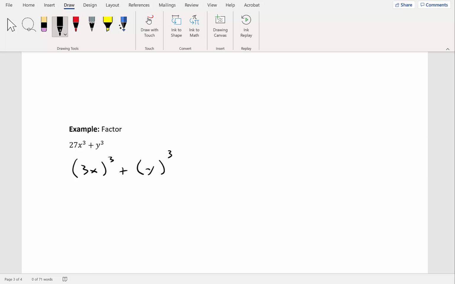And now I go ahead and use my formula. With my formula, my a is like my 3x, and my b is like my y. So I'd have 3x plus y times, now it's 3x times 3x, so it's 3x raised to the second power. That gives me 9x squared. And I have minus 3x times y, which gives me 3xy. And I have plus y raised to the second power. And now it's factored.